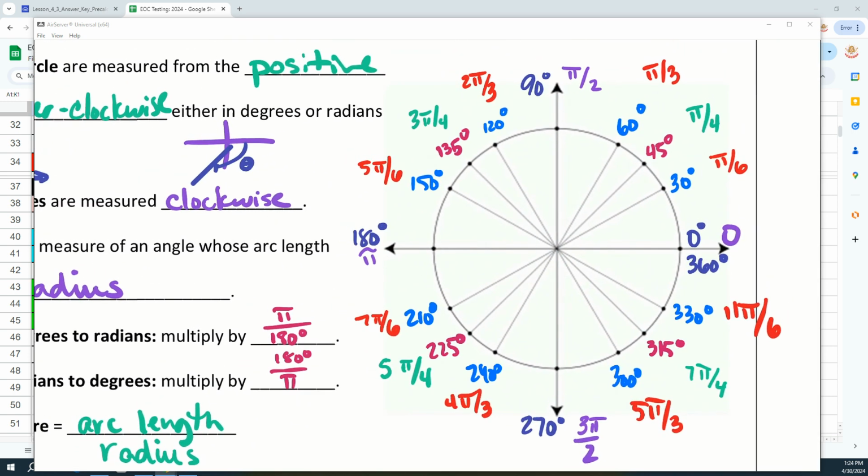All right, so double check that you got all those filled in. I know it's really tedious. We're going to use this circle so much. And the more you use it, the more you're going to see a pattern. What was your question? I thought someone said something. No. 11 pi over 6, yes.